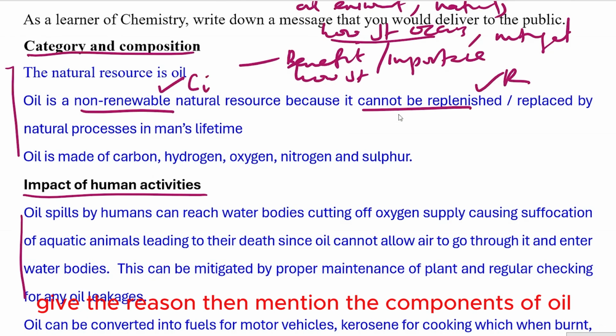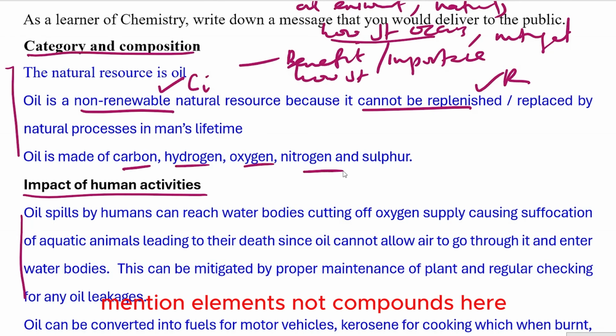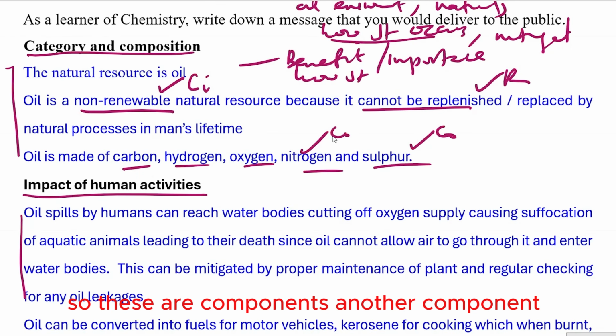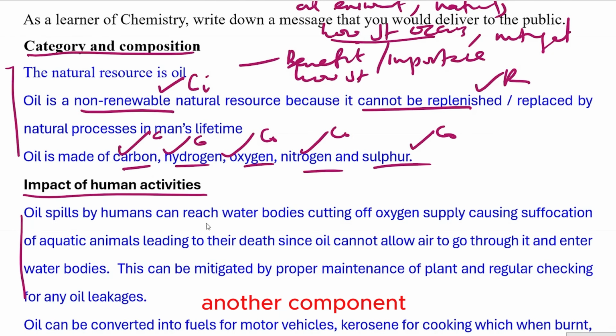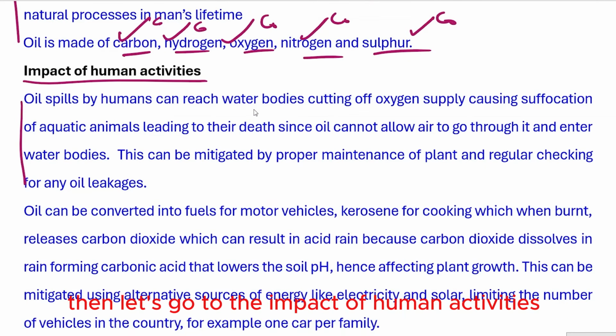Give the reason, then mention the components of oil. Mention elements, not compounds here. So these are components, another component, another component, another component, another component. Then let's go to the impact of human activities.